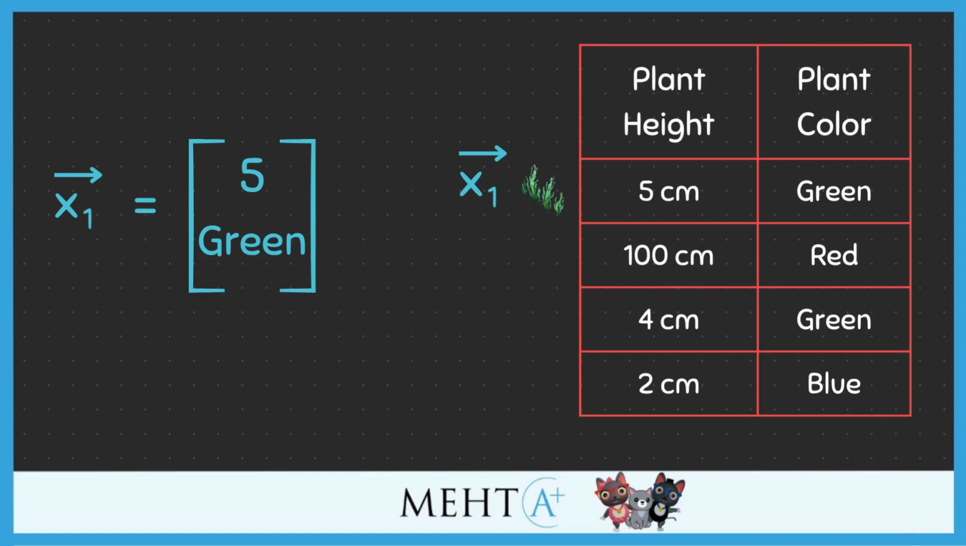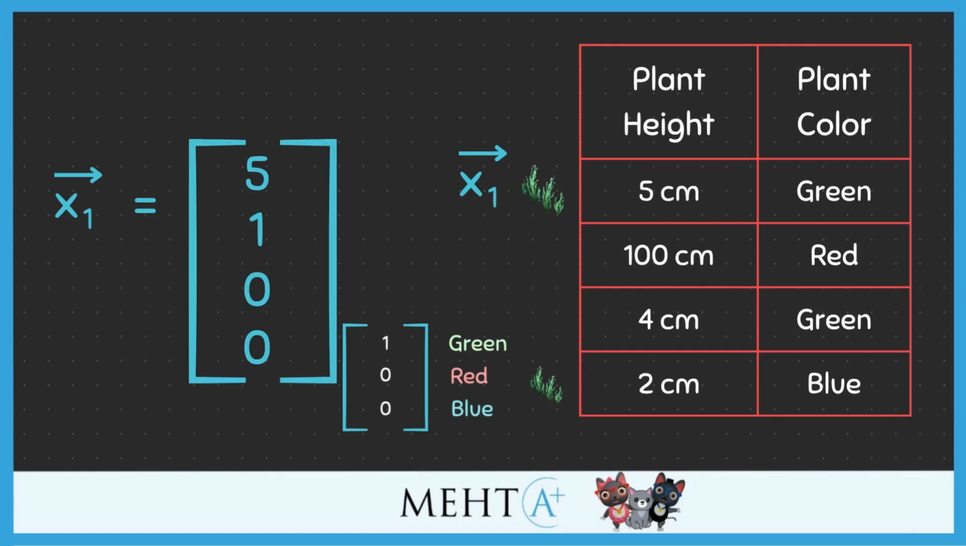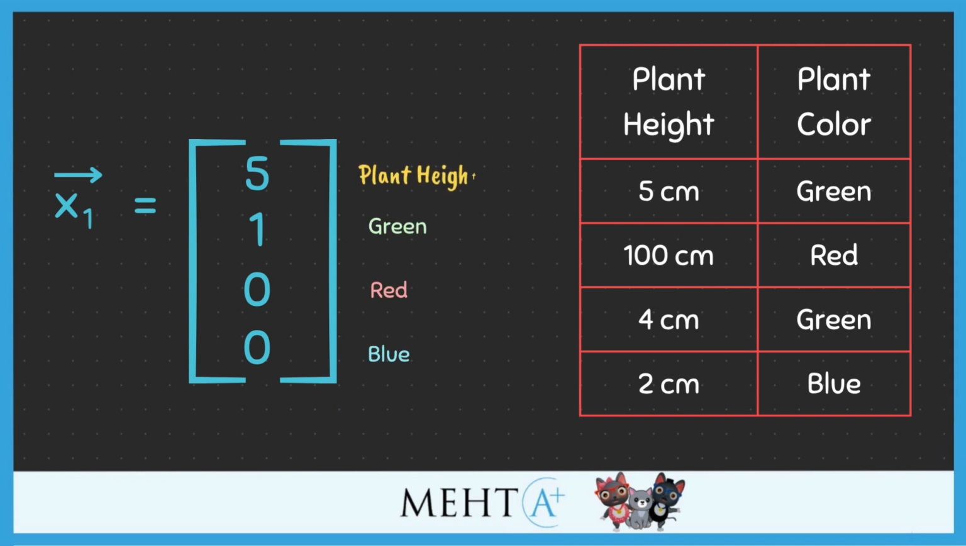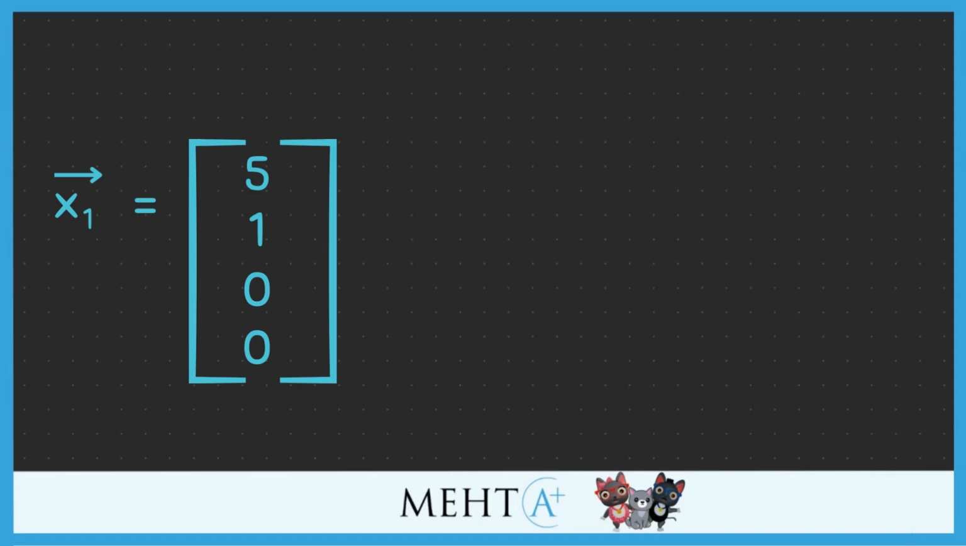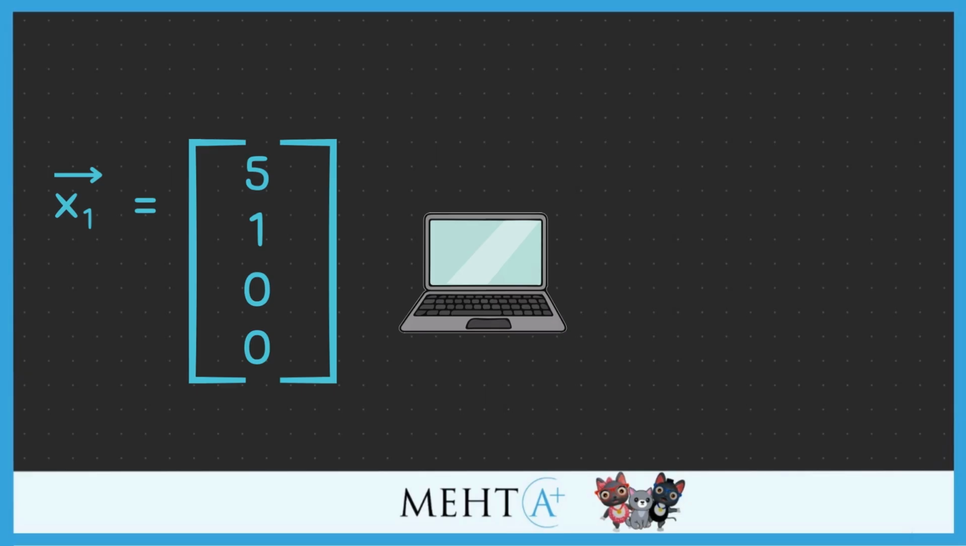Now, instead of green, we're going to switch it to the vector that we said we would represent as a green plant, 1, 0, 0. Putting it all together, the vector would be 5, 1, 0, 0, a 4-dimensional vector where the first entry represents plant height and the last 3 entries represent plant color. Keep in mind though that the computer just takes in these vectors. It has no idea what each entry in the vector represents.